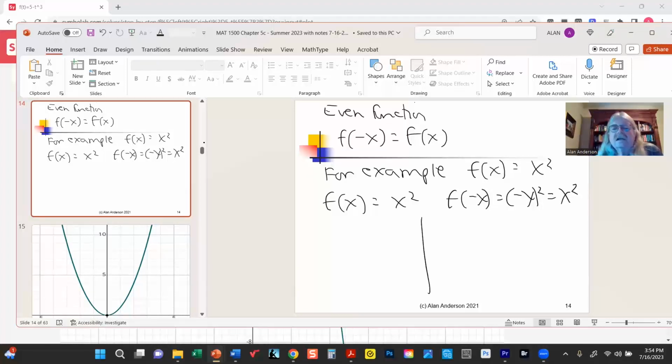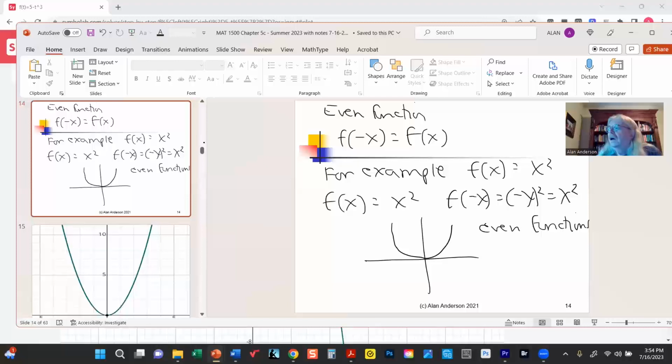And you can tell by looking at a function graphically, even functions, I don't want to overgeneralize, but you could tell because the left and the right-hand sides are balanced, okay? So in other words, you can see what's going on the left-hand side here is the same as what's on the right-hand side. So there's a symmetry between left and right with even functions.